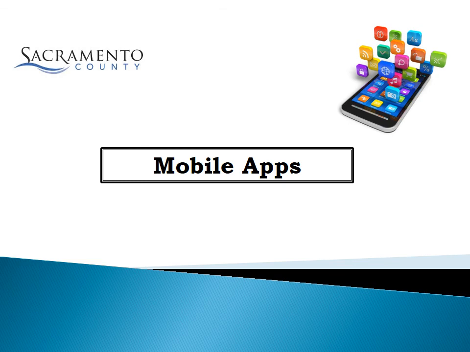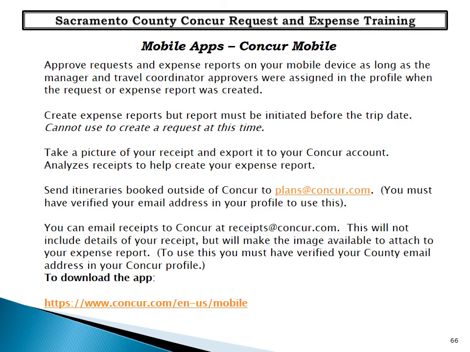Mobile apps. In the Concur mobile app, you can approve requests and expense reports on your mobile device as long as the manager and travel coordinator approvers were assigned in the profile when the request or expense report was created. You can create expense reports, but the report must be initiated before the trip date. You cannot use the app at this time to create a request.